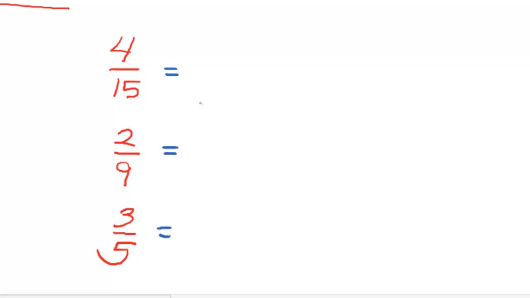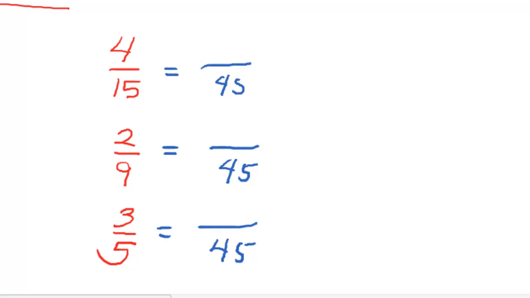Now let's take it one step further and change all of these fractions to have our common denominator. So we're going to change all of these denominators to 45. Well, we know that 15 times 3 gave us 45, so we're going to multiply the 4 also times 3. Whatever we did to the denominator of this fraction, we're going to do to the numerator so that we keep an equivalent fraction. So this can be 12.